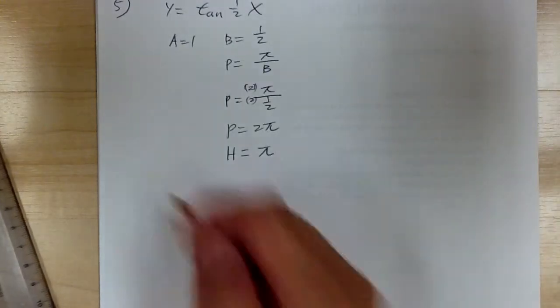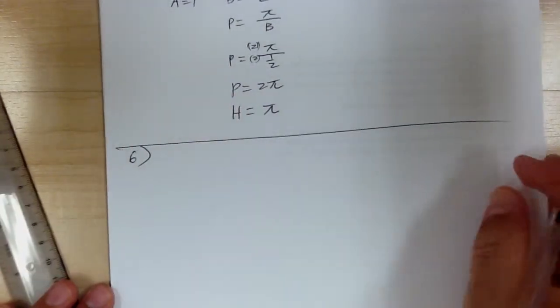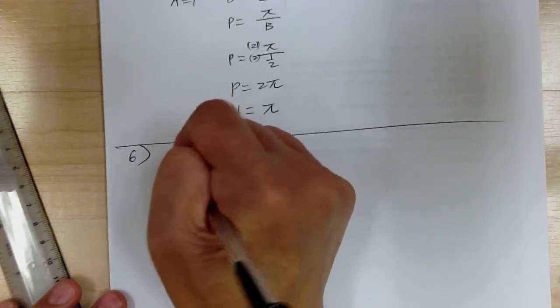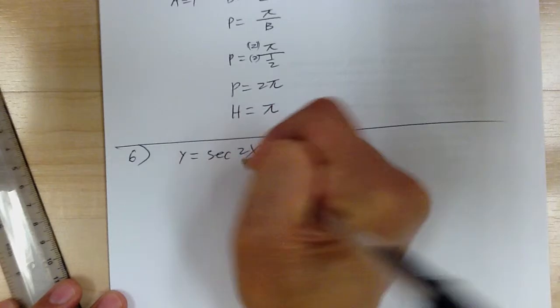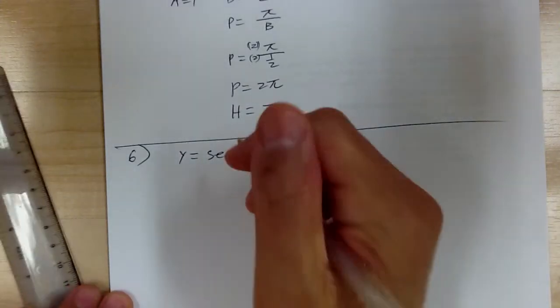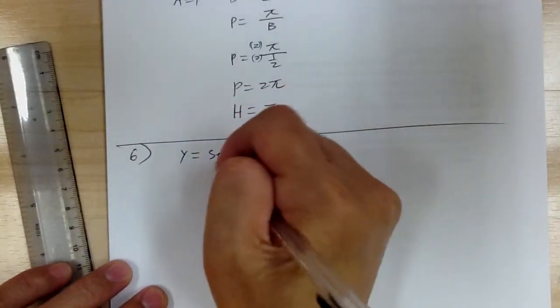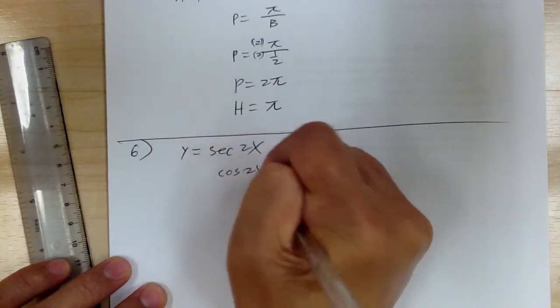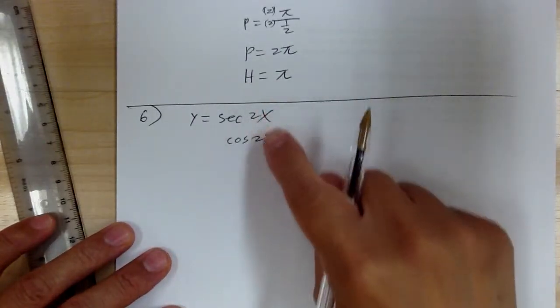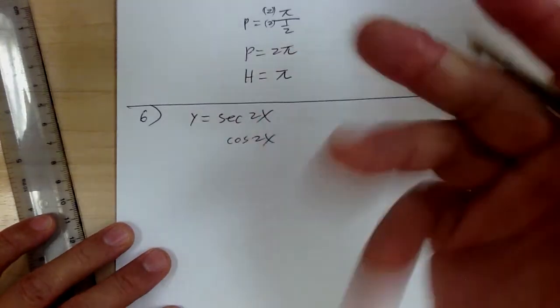Okay, let's go to number 6. Number 6, you have to use number 2 from oral exercises. So you've got y equals secant of 2x. When you're graphing the secant, you have to think about cosine. So think about cosine 2x. It's easier if you graph the cosine 2x and you invert that.